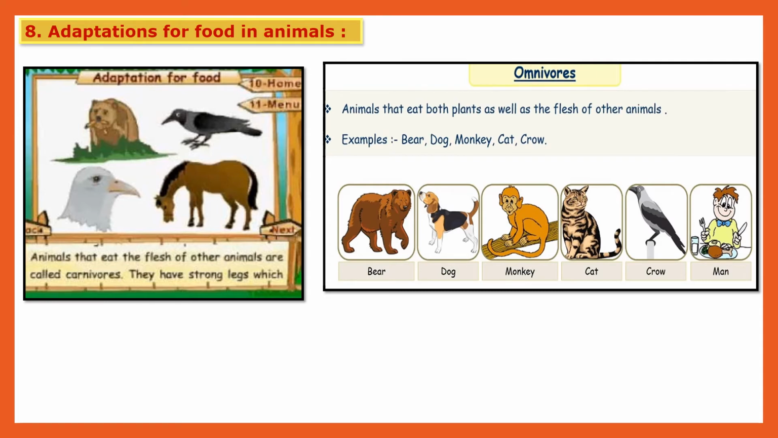omnivorous. So in these omnivorous there are some examples: bear, dog, monkey, cat, crow, and man also. These are all omnivorous because we all eat plant as well as flesh also. Plant means vegetable and flesh of other animals also. So man is also coming in the type omnivorous.